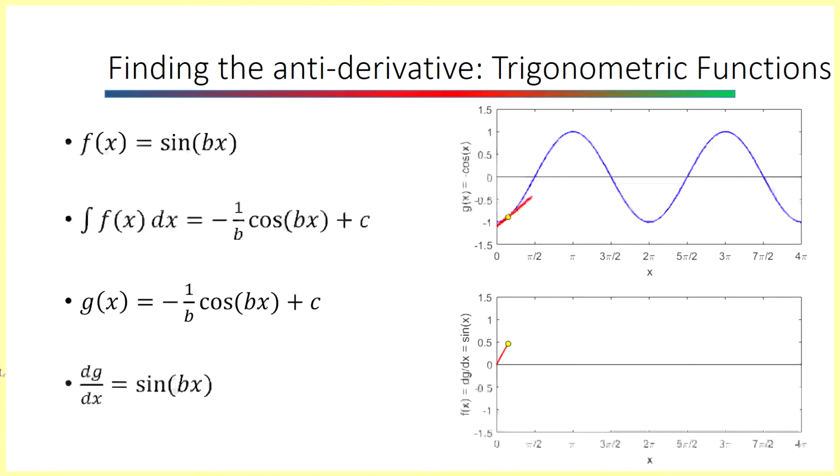We'll take the derivative of negative 1 over b times the cosine of bx plus c. Well, we'll note that the derivative of cosine of bx is equal to negative b times the sine of bx. So that means that the b inside the cosine will cancel out with the 1 over b outside the cosine. And so the derivative of negative 1 over b cosine bx will be equal to sine of bx. And as usual, the derivative of a constant is 0, so that goes away and our equation checks out. The integral of sine of bx is negative 1 over b times the cosine of bx plus a constant.